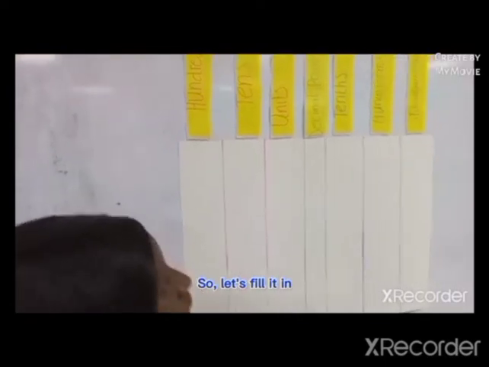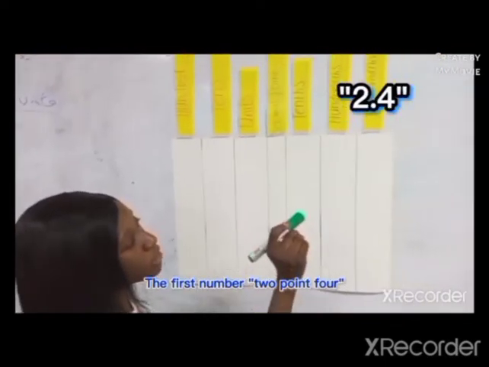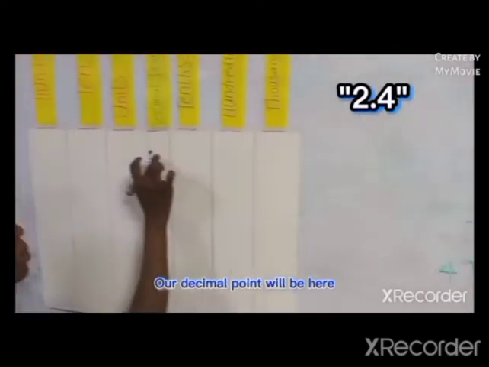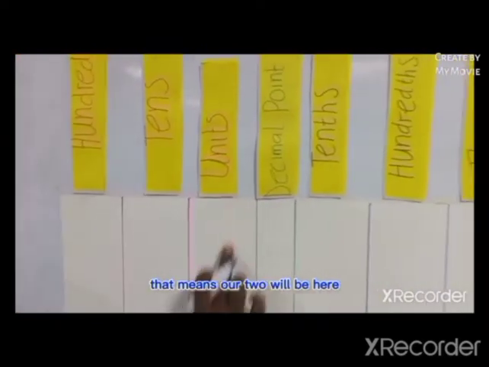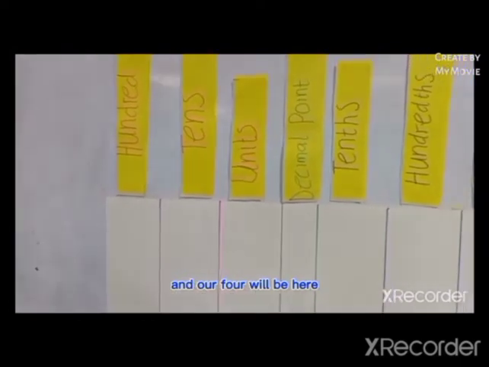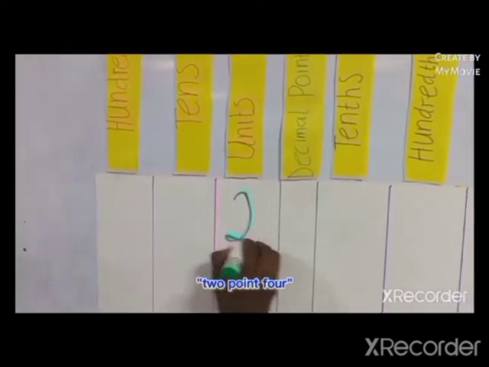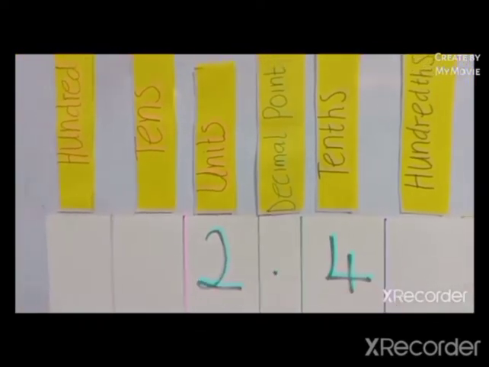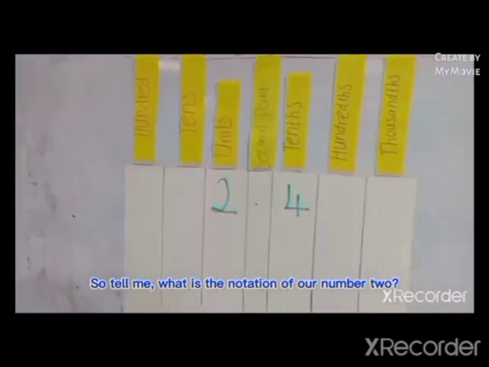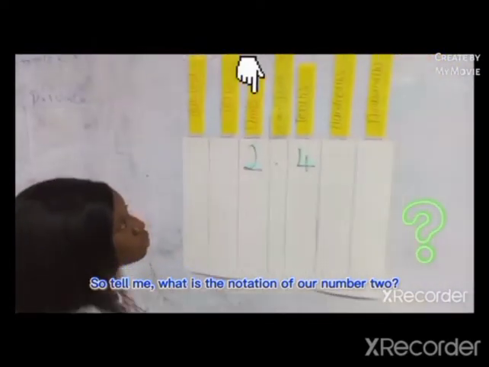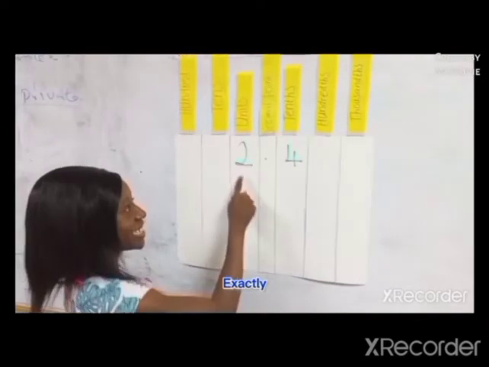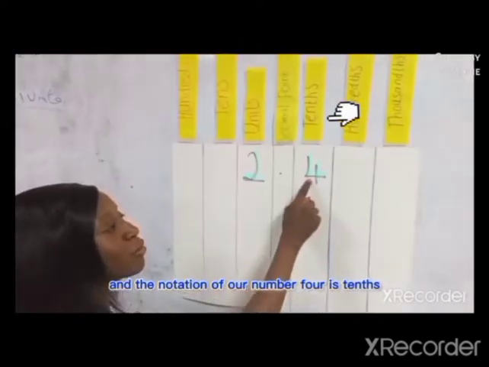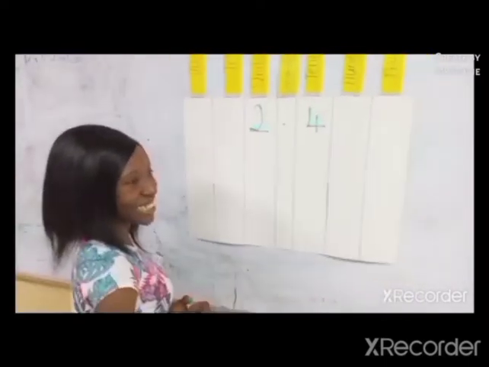So let's fill it in. The first number, 2.4. Our decimal point will be here. That means our 2 will be here and our 4 will be here. Let's write 2.4. So tell me, what is the notation of our number 2? Units. Exactly. A decimal point in between, and the notation of our number 4 is tenths.